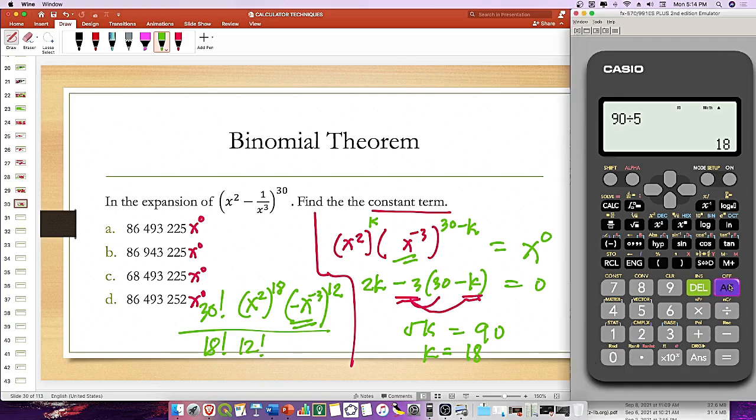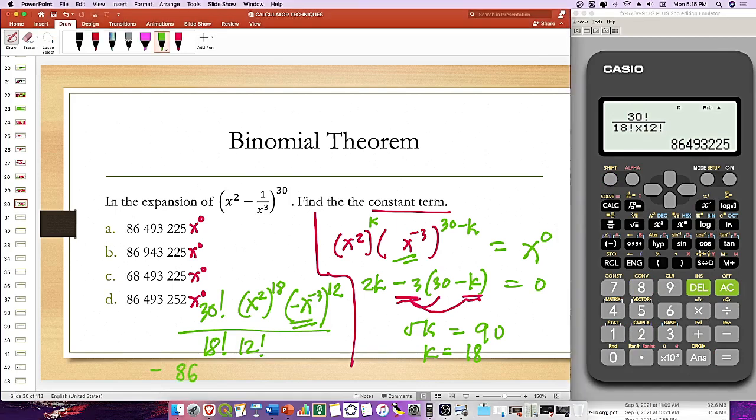So using factorials, we have 30 factorial divided by 18 factorial, multiplied by 12 factorial. The technique in this subject is not to memorize formulas. So this is 86,493,225. Take note, now this negative raised to the power of 12 will become positive. So this will be your final answer. Easy? Yes, very easy. It will be easier if you do not memorize any formulas in this subject.